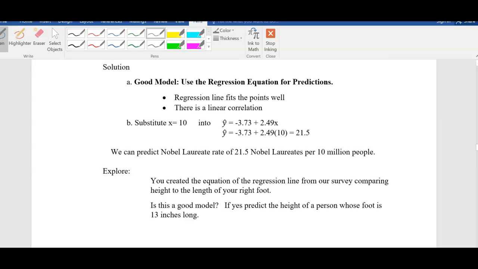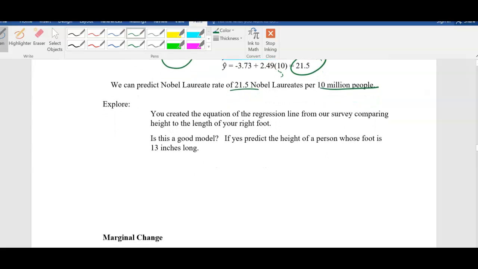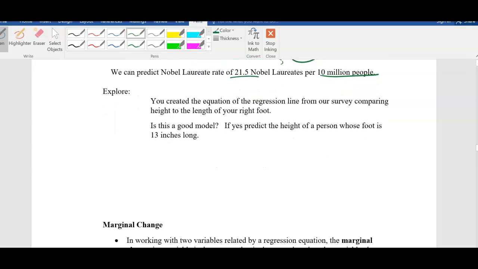So after we created our line, which was from StatDisk, this is what we got. I want to know what it is if we have 10 things of chocolate that we eat. So how many Nobel Prizes should I have? If I plug in 10 to my equation, I should get 21 Nobel Prizes. Pretty good, right? So for every 10 million people, I should have 21 of them that can win a Nobel Prize.